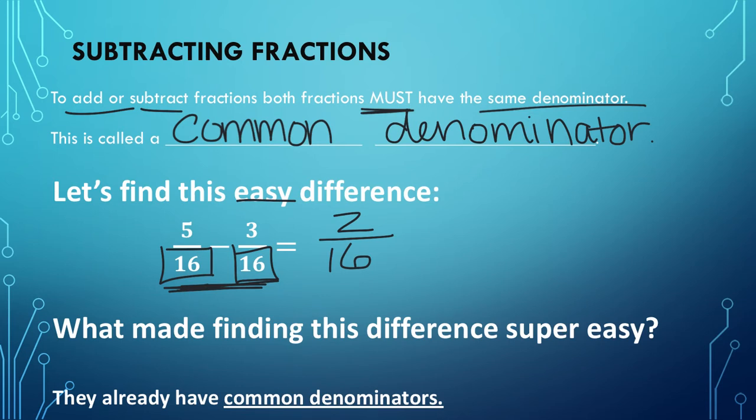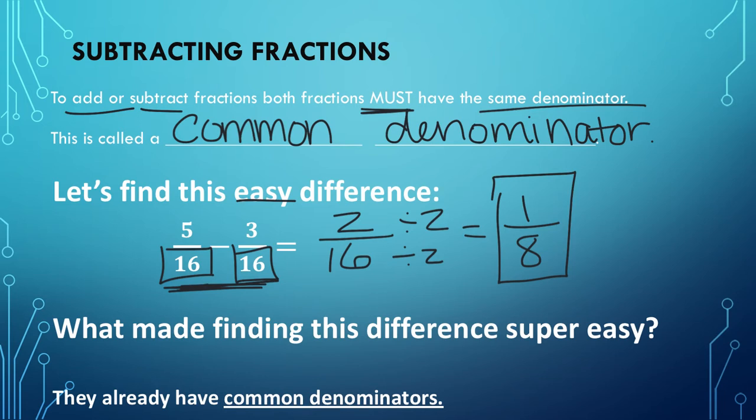Now from here though, we gotta keep simplifying. So we know that 2's gotta go into itself, no other number besides 1. 2 divided by 2, we get 1. 16 divided by 2, we get 8. So that is completely then simplified. So our answer for that is 1/8. Make sure you are still simplifying. That's going to be a big part of this as well. All right, and then what made this finding super easy? Well, they had that common denominator. That makes it nice and friendly for us.